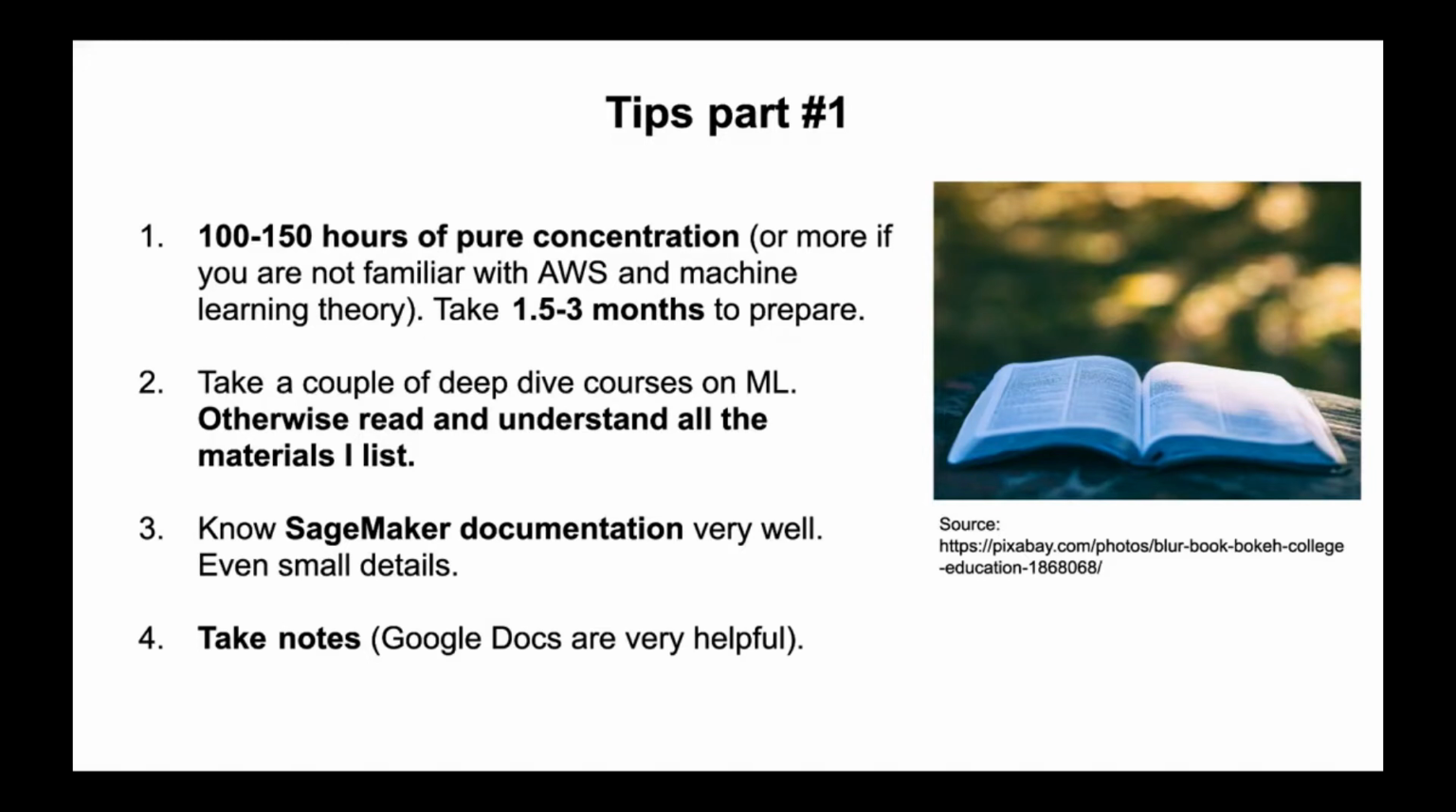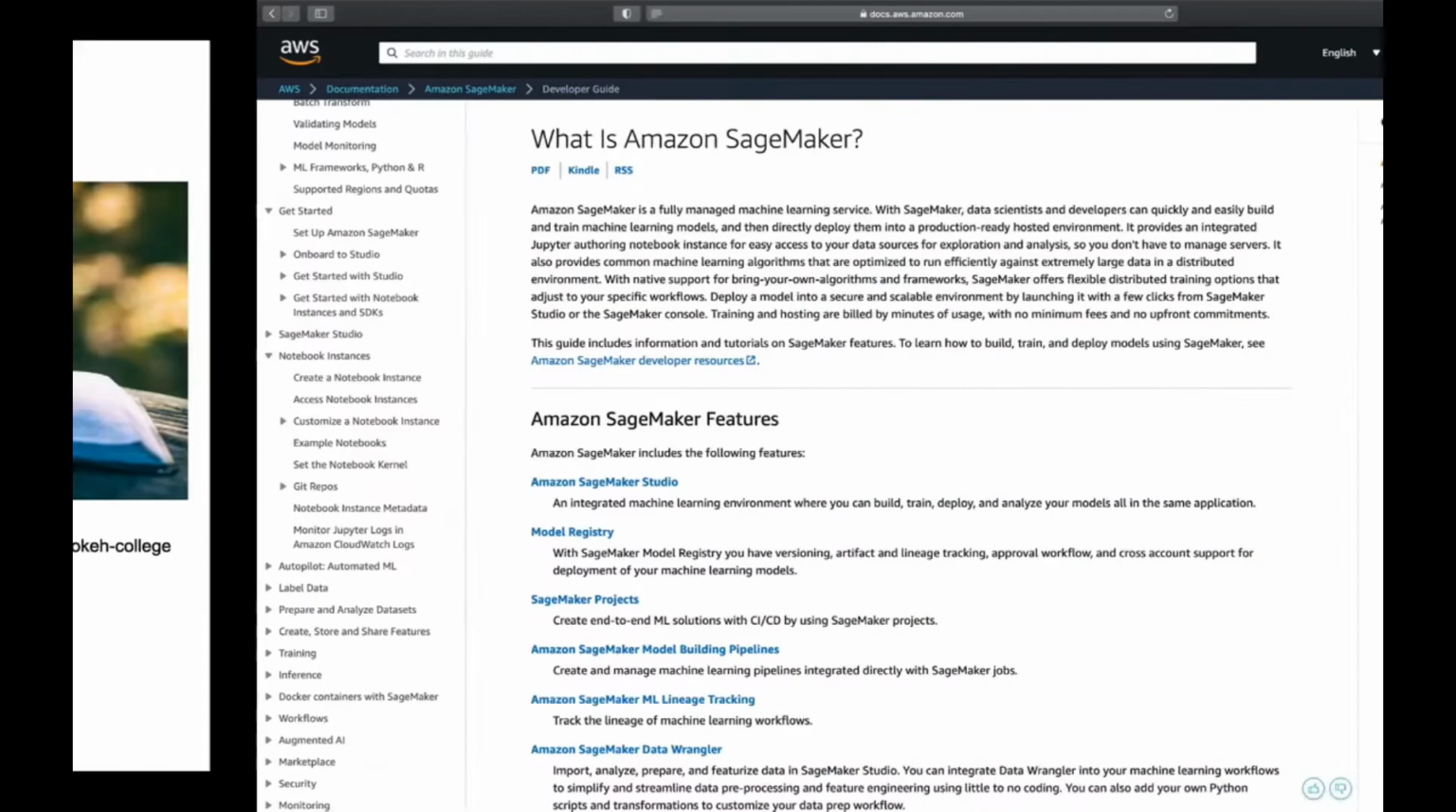Second, take a couple of deep dive courses on machine learning. 50% of the exam questions are not related to AWS at all. They are pure machine learning theory. Otherwise, read and understand all the materials I list. I will provide you with all of the links, with all documentation you need, with all the machine learning theory you need. Third, know SageMaker documentation very, very well, even the small details. It's a lot to memorize actually.